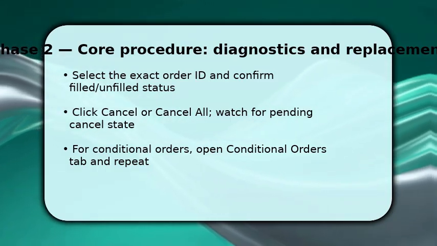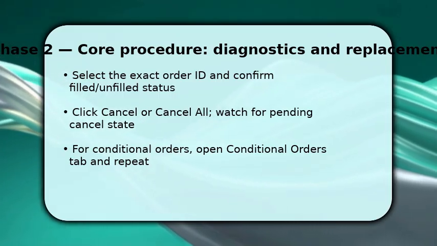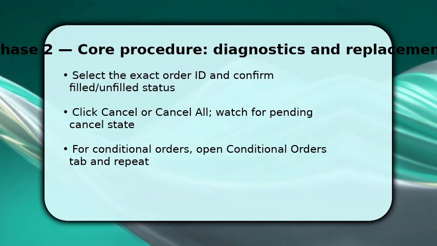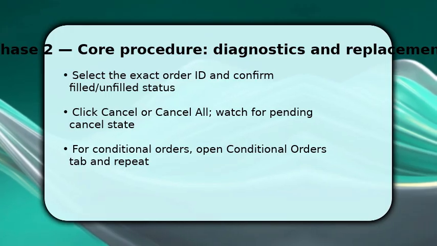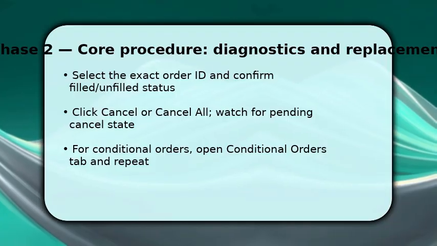If you have multiple similar orders, use Cancel All but double-check filters first. For conditional or stop orders, switch to the Conditional Orders tab and repeat the cancel action because they're managed separately. Make sure the order state changes to Canceled or Pending Cancel so you know the exchange received the request.